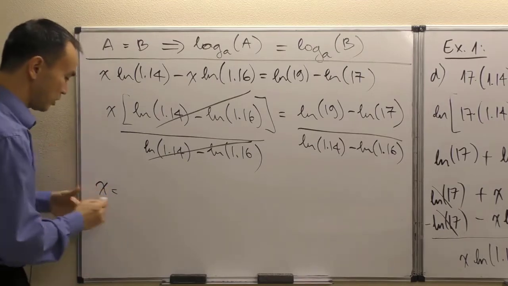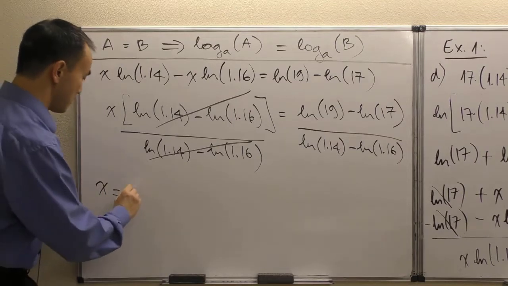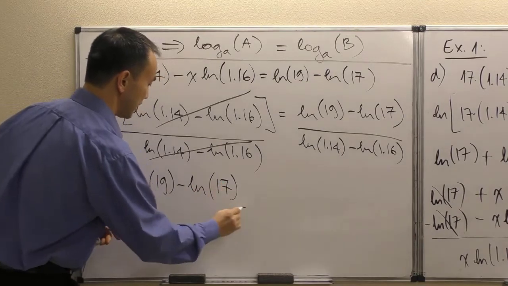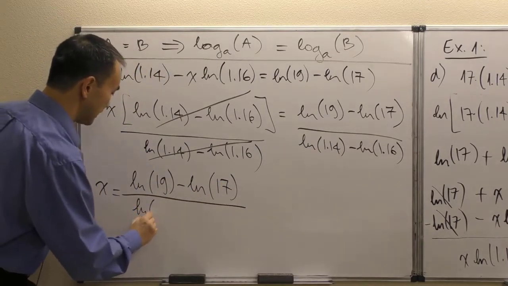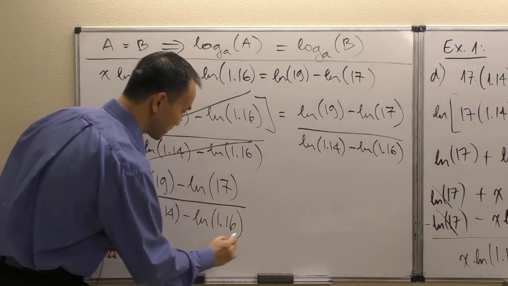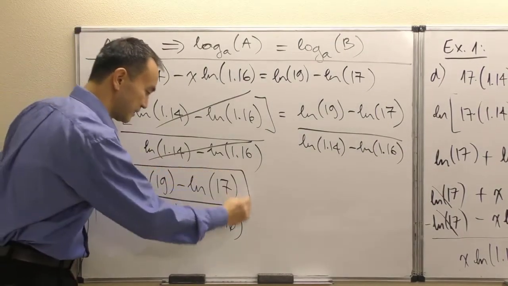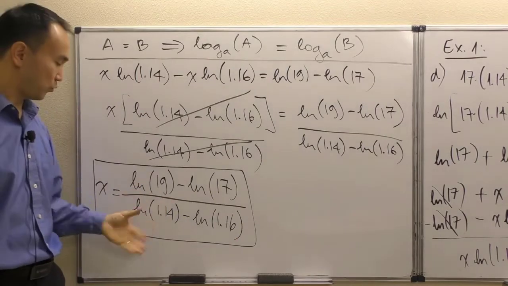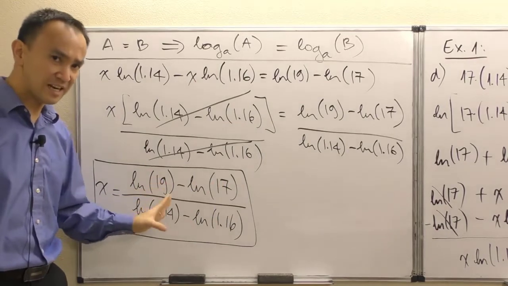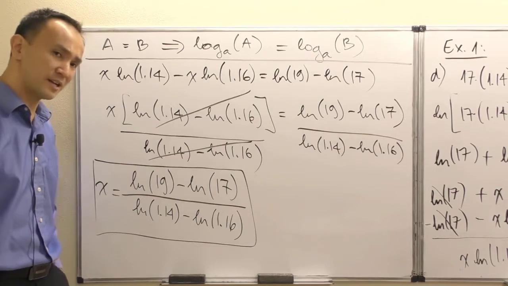So now I have x equals natural log of 19 minus natural log of 17, and I'm dividing that by natural log of 1.14 minus natural log of 1.16. So as far as an exact expression, we're done. Whatever comes out of this big, ugly looking expression, getting there is not so hard for me anymore. Okay, it was quite a clear-cut method.